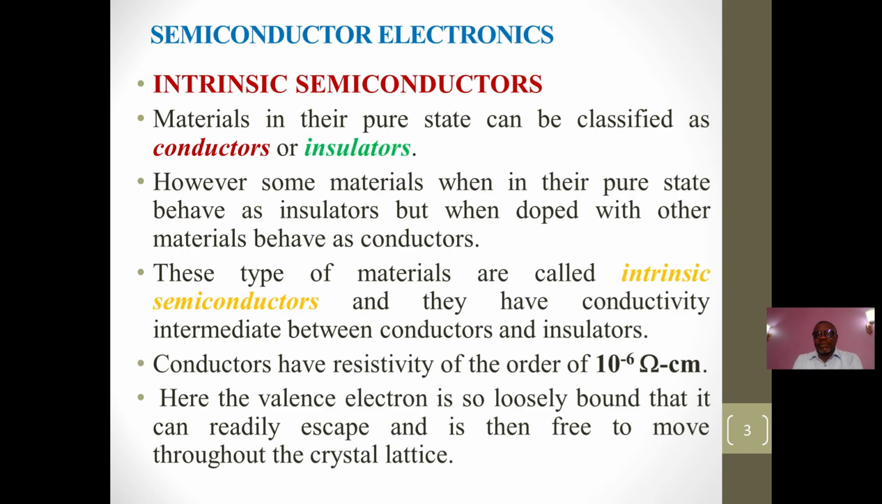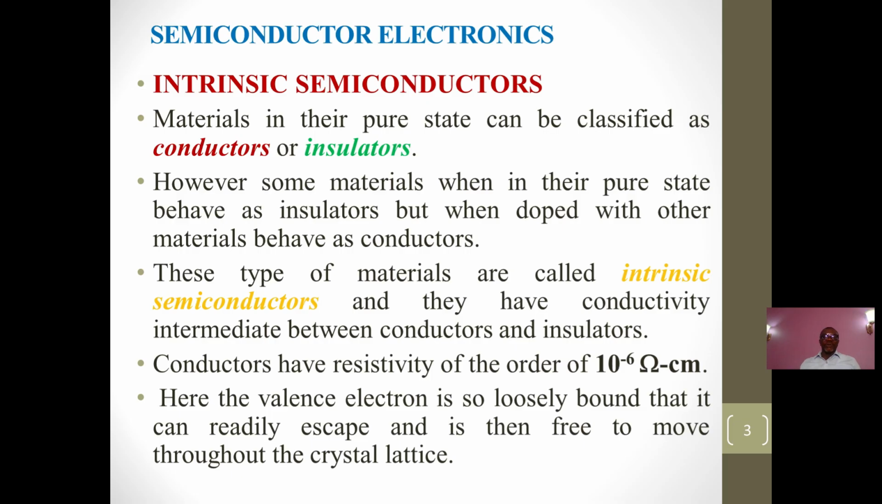Materials in their pure state can be classified as conductors or insulators. However, some materials, when in their pure state, behave as insulators, but when doped with other materials, behave as conductors. These types of materials are called intrinsic semiconductors, and they have conductivity intermediate between conductors and insulators.